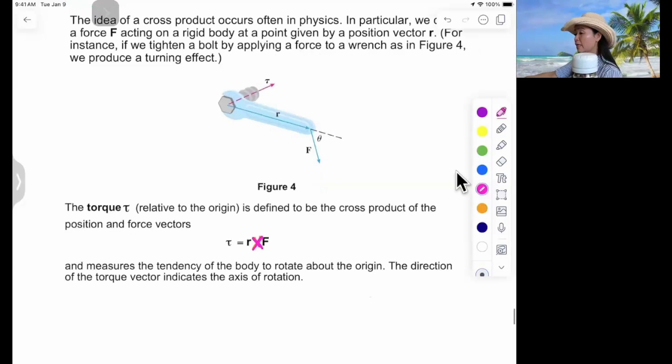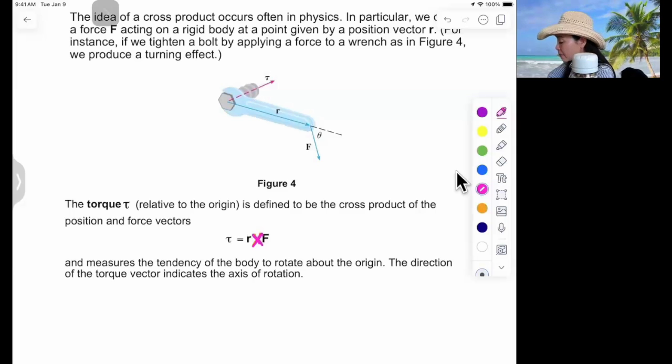So it's torque. In Chinese it's called 扭矩, like when you twist it. What does it measure? It measures the tendency of the body to rotate about the origin. So the cross product of R and F will measure how likely this one here is going to rotate about this origin. And the direction of this torque is going to indicate the axis of rotation.